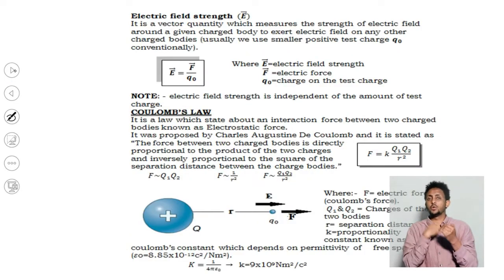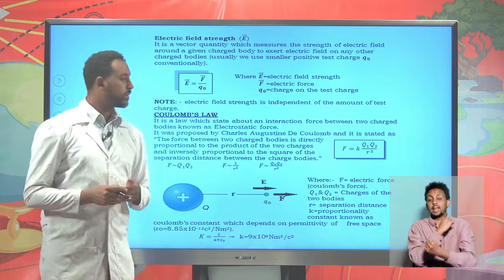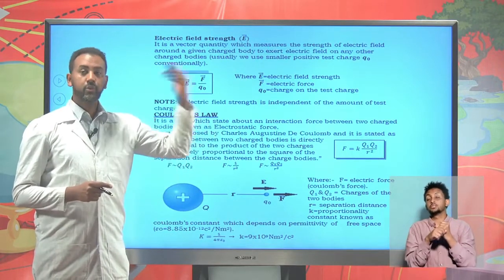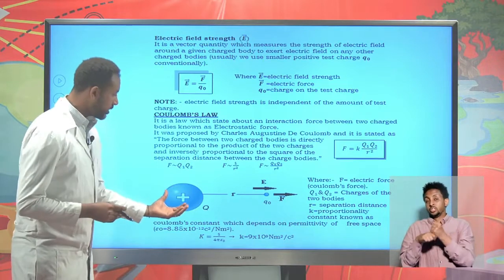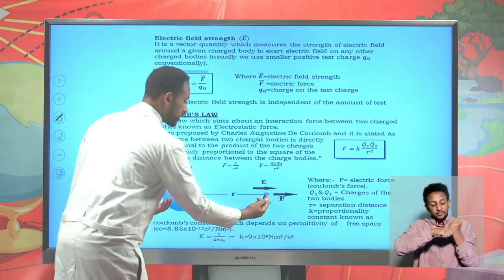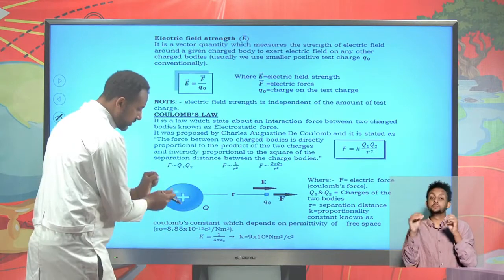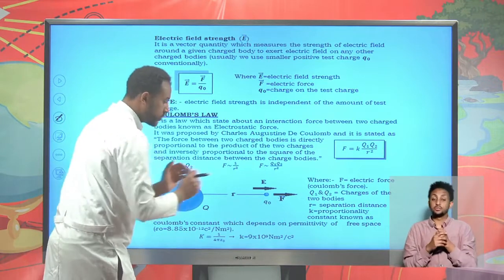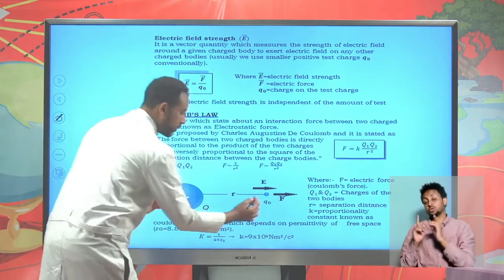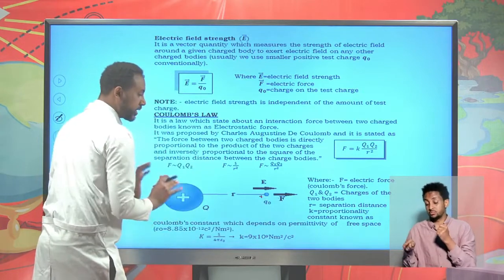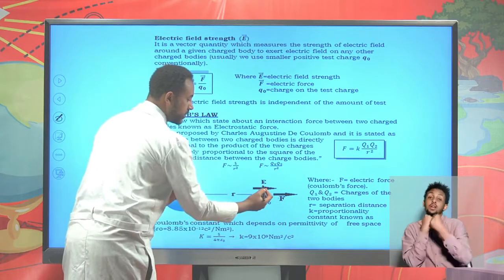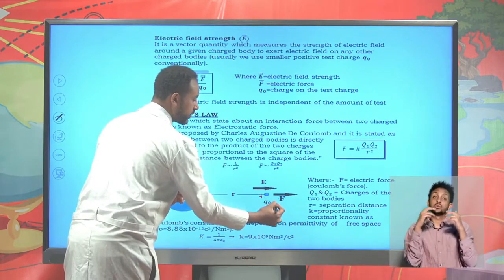And now let's look at the mathematical expression of electric field. Electric field strength is a measure of the strength of a given charge to exert force on other charges. Suppose here you have a main charge and here a test charge. We measure the strength of this charge to exert force on the test charge. To exert force means either to pull or to push. For example, if this is positive, and the test charge is positive, this charge tends to push the test charge.